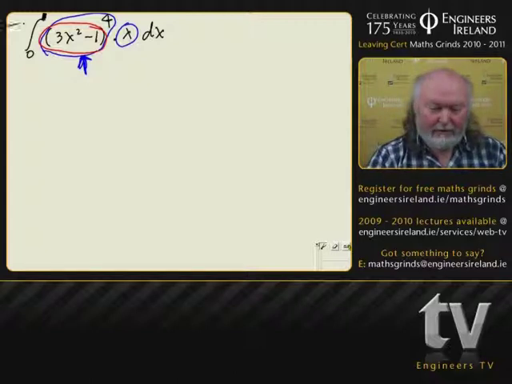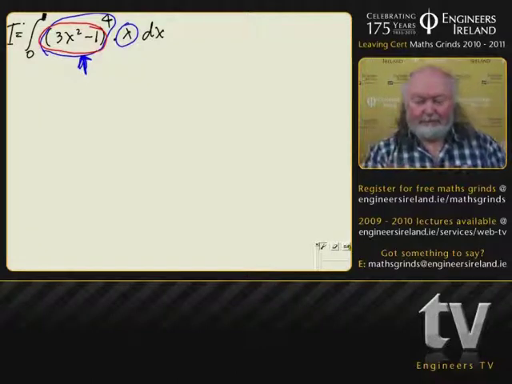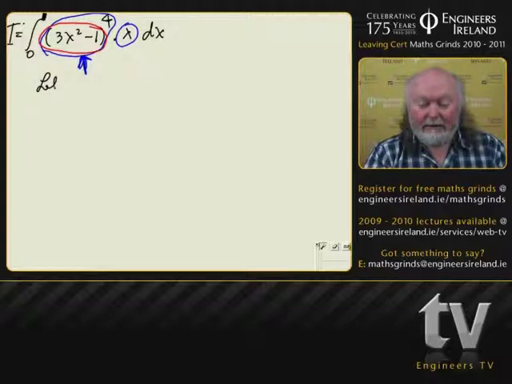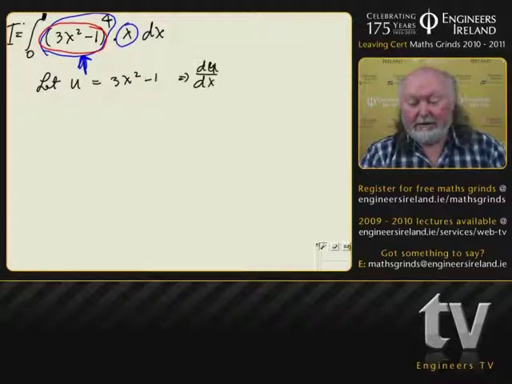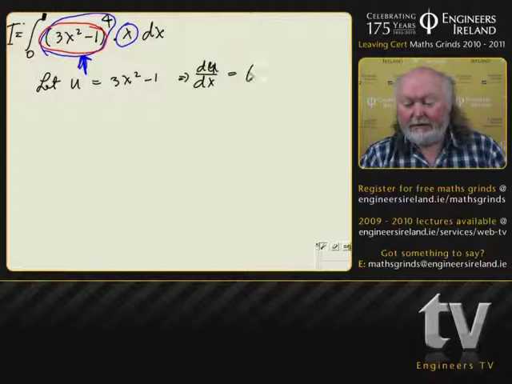Now again, let's call this I. Let u equal 3x squared minus 1. That implies du dx is equal to 6x.